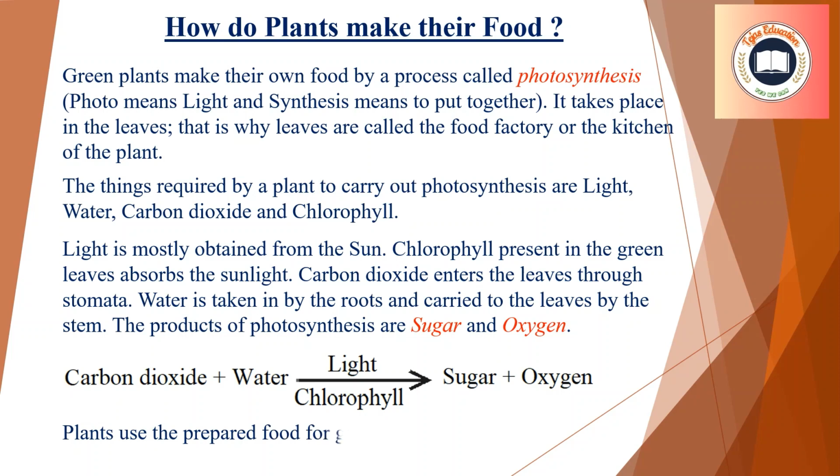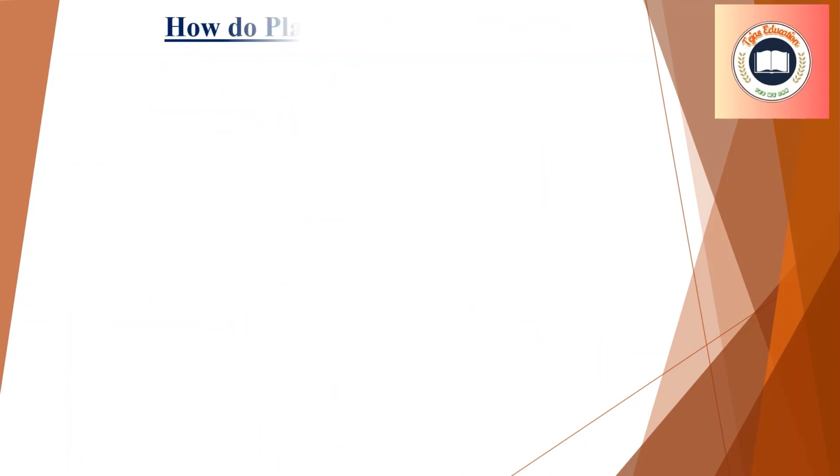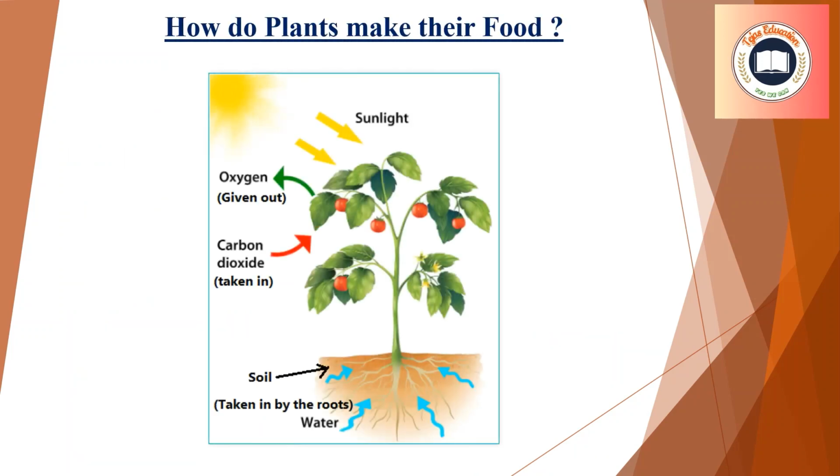Plants use the prepared food for the growth and other functions. Extra food is stored in the form of starch in different parts of a plant. How do plants make their own food? So, from this picture, we understand that a plant prepares its own food using sunlight, oxygen, carbon dioxide and water. This process of making food by green plants is called photosynthesis.